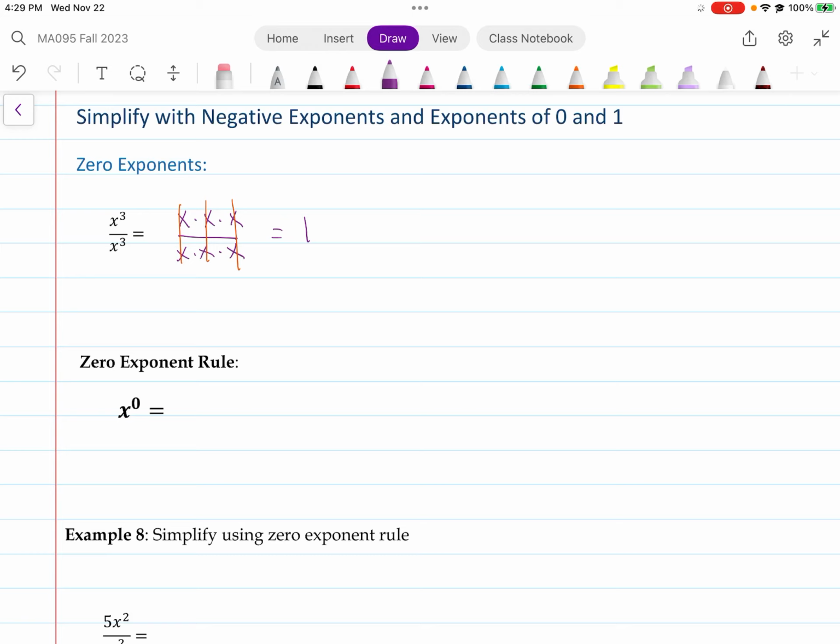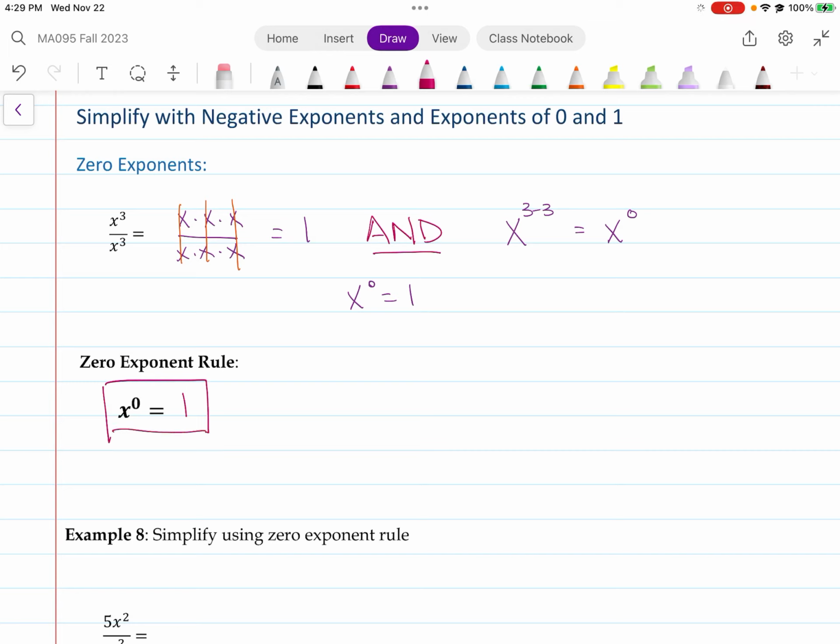Let's think about another way. Because this is a quotient, we get x to the 3 minus 3, so that is x to the 0. This means that x to the 0 must equal 1, because we did it two different ways, and they must both be equal to each other. So that's our 0 exponent rule: x to the 0 equals 1.